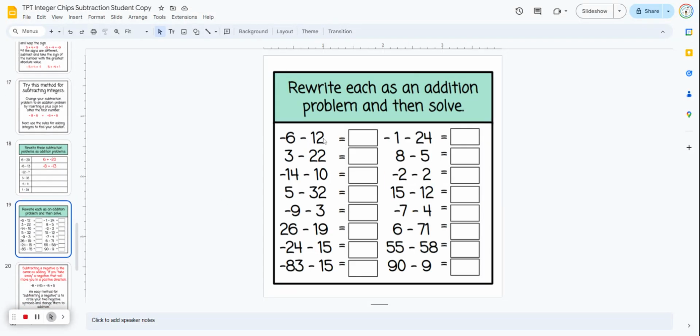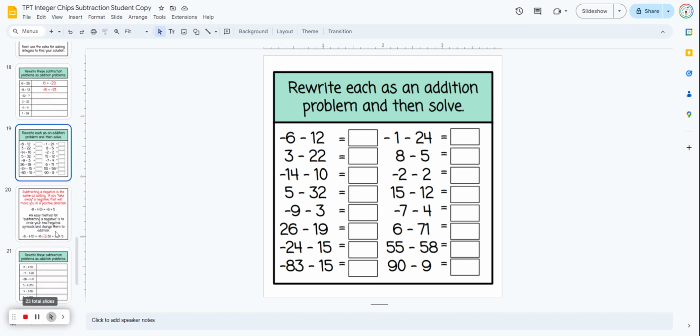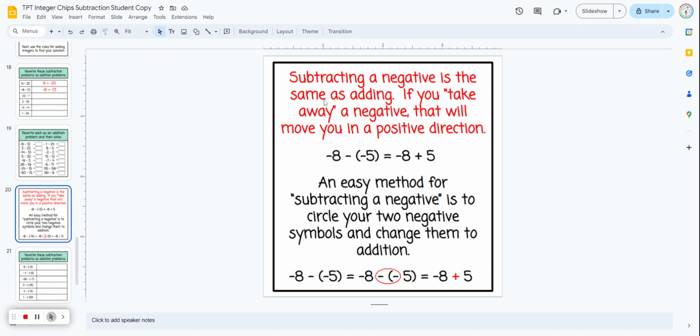When they get to slide 19, they have to figure this out on their own. They can use scratch paper, and they're just going to type the answer in the box. Now, subtracting a negative is the same as adding. If you take away a negative, that means you're moving in a positive direction. So here, all they need to do is just put a circle around the two negative symbols, and they're going to change that to a plus sign.